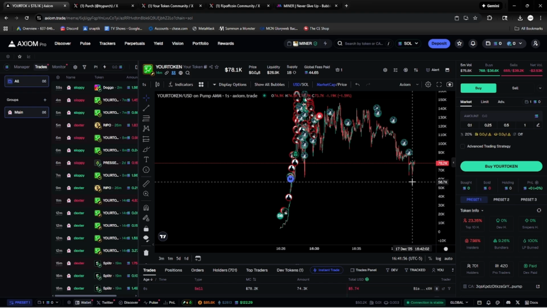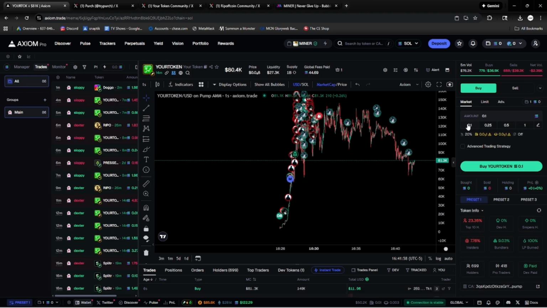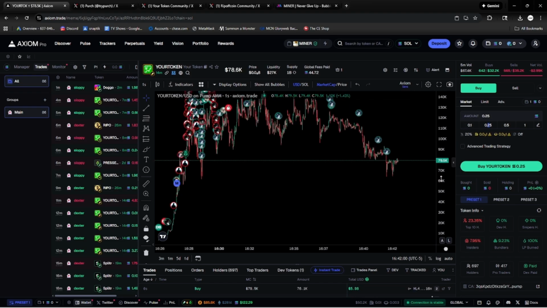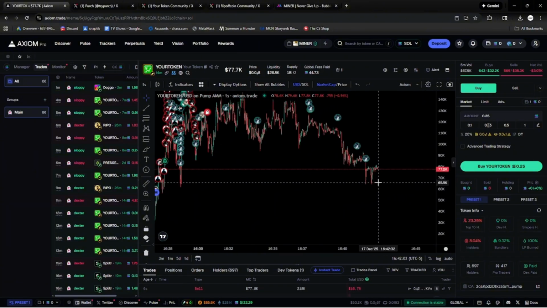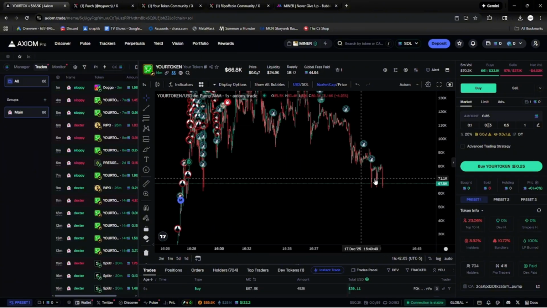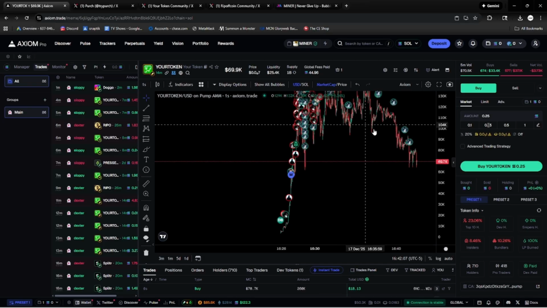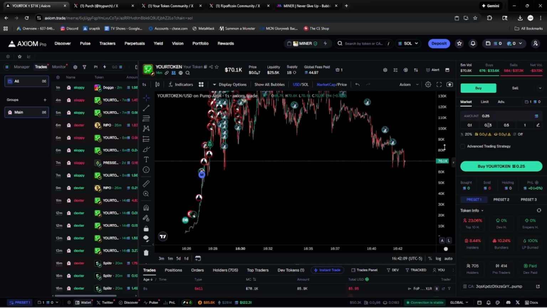Check all those boxes before you buy, be safe, and always buy what you can afford to lose. So that's my advice. Let me know if you guys think this was good advice. Luckily, this token panned out well for me because I pretty much predicted exactly how it would go.